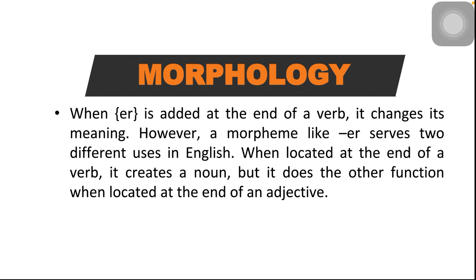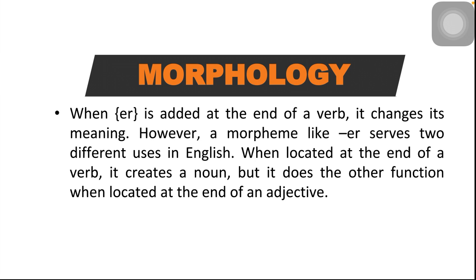An example is, let's think of a verb like write. So write is a verb. When we add er or r at the end of the word, we have the writer. So it became a noun. The word write is a verb. When we add r at the end of the verb, we have the writer, which now becomes a noun.